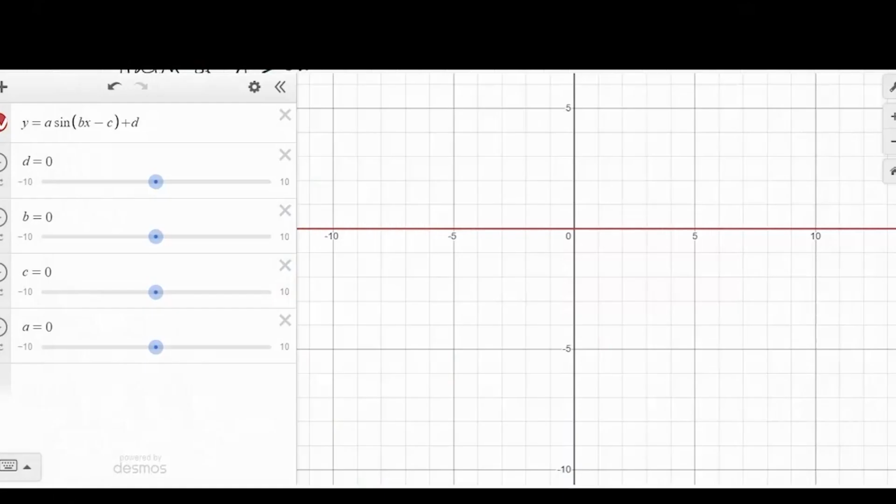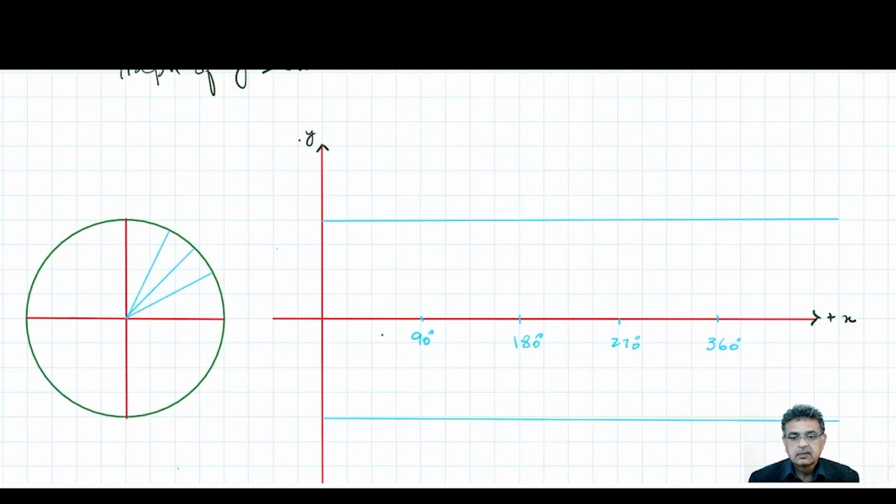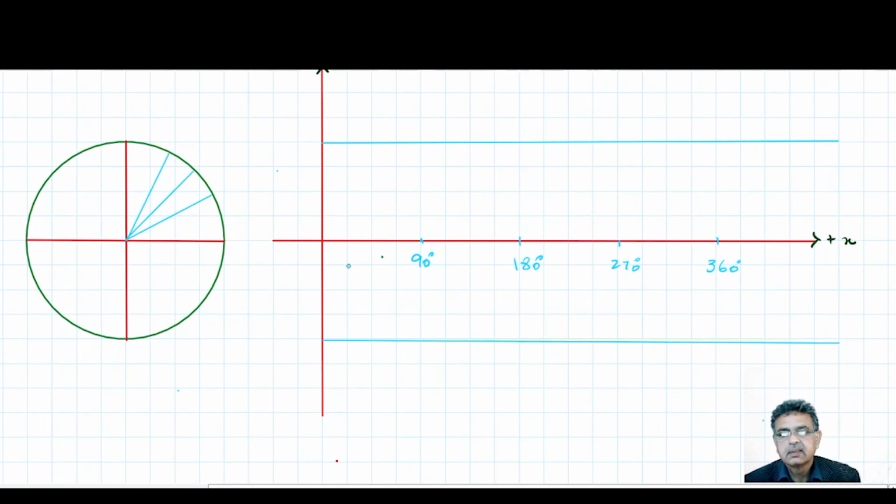Bismillahirrahmanirrahim. Now our topic is the graph of sin x. We will discuss these graphs separately. So far, we are discussing only the graph of sin x. So let's see. I have drawn these few things here to explain the graph of sin x.